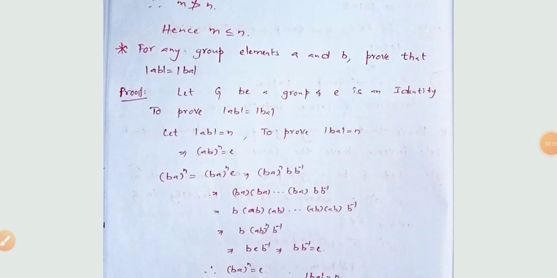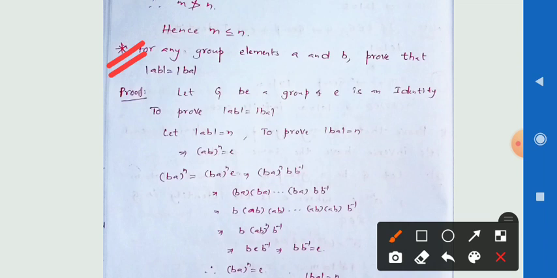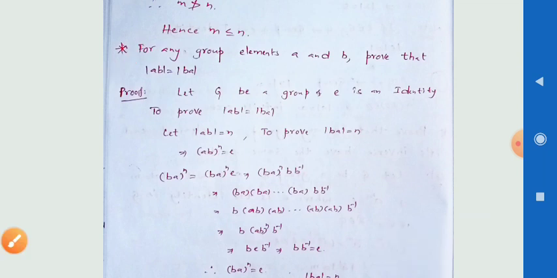Now, the given problem is this one. For any group elements A and B, prove that order of AB is equal to order of BA. Here two elements are given, and we have to show that order of AB is equal to order of BA.